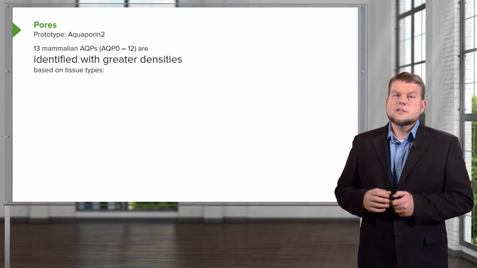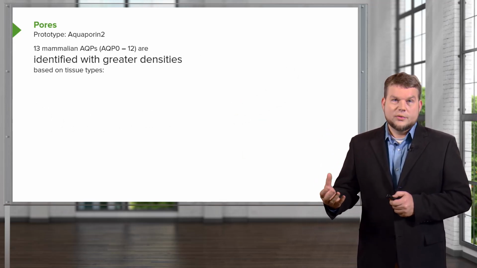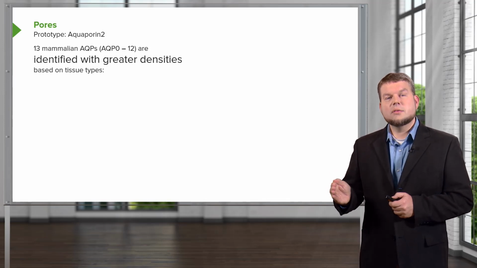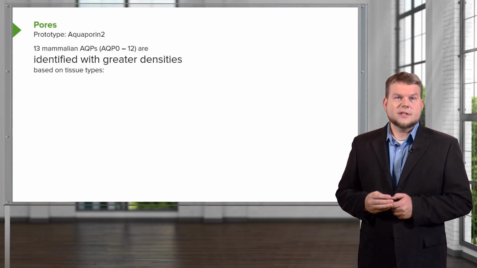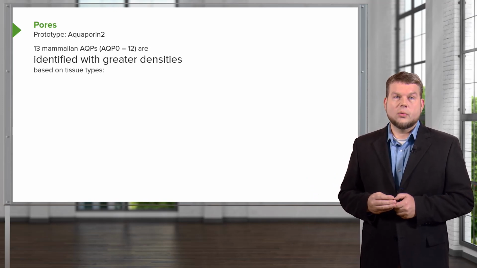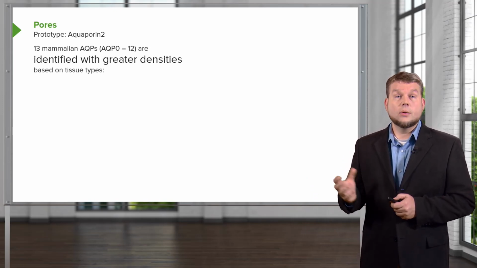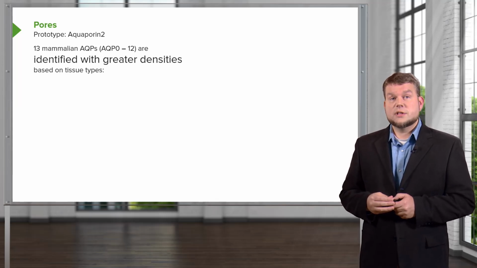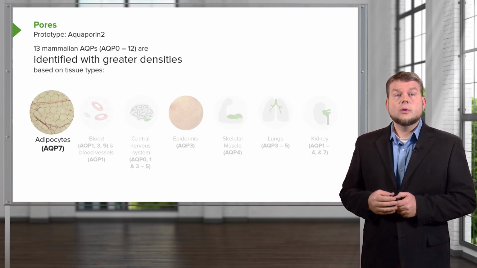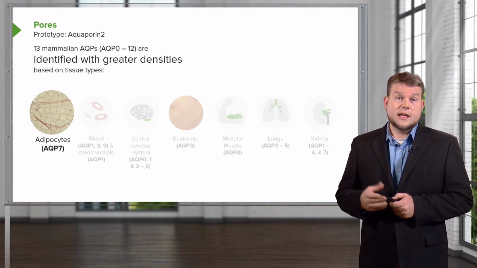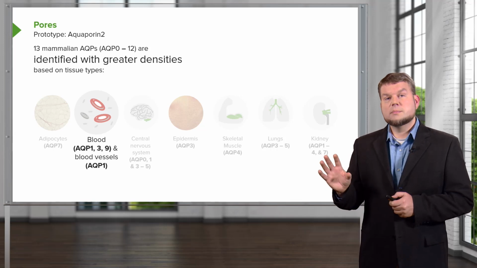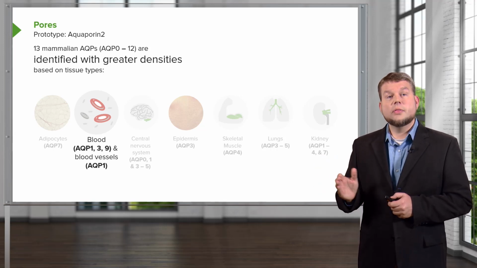Now, aquaporins are these water channels, and they are located in different types throughout the body. There are 13 primary types of aquaporins, and we label those from 0 to 12. They are in various densities in different tissues. So, adipocytes, or fat cells, have aquaporin 7 in them. Blood has a more specific type of aquaporins, 1, 3, and 9.